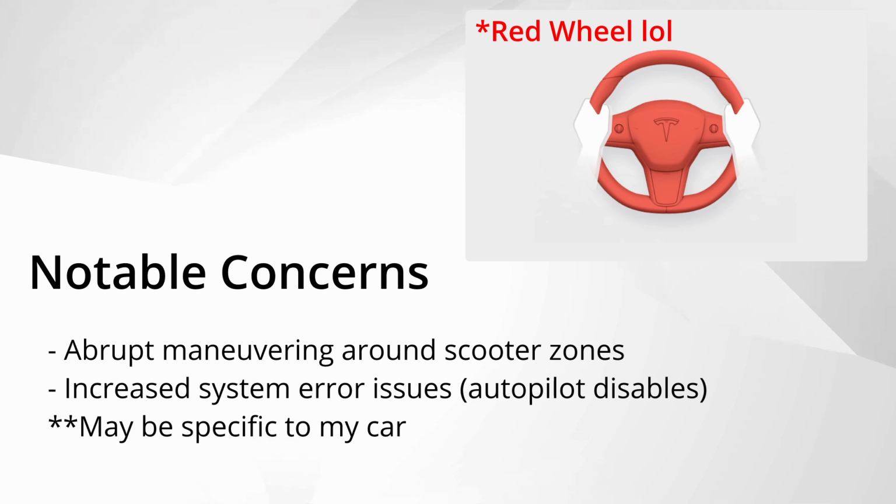So with all that being said, this could just be my car. I've got nearly 200,000 kilometers, over 120,000 miles on it. It could be my car. Let me know if any of you are having an increase in these system error issues as well, where you're just losing beta or losing autopilot. Even if you don't have beta, some of you might have had this issue.